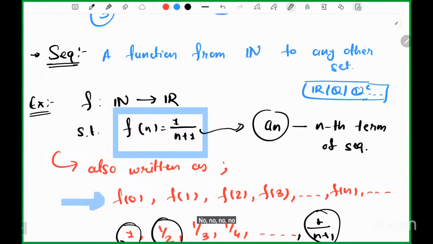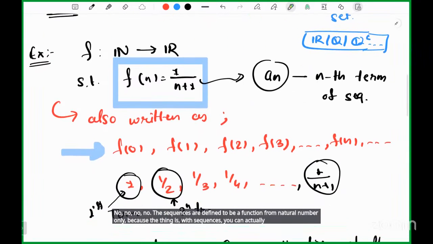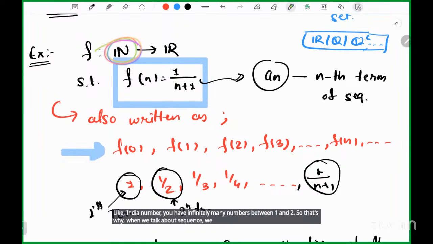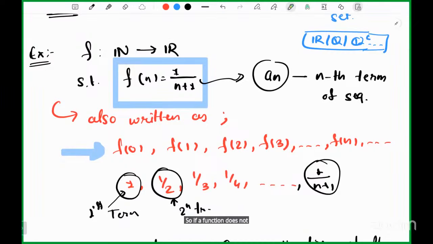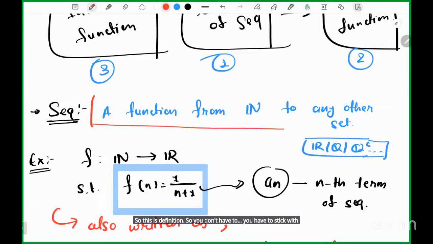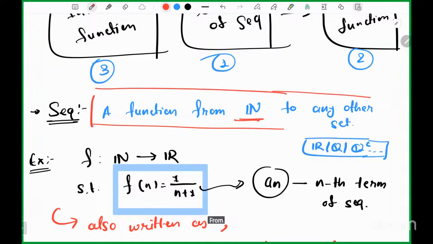No. Sequences are defined to be functions from natural numbers only. Because with sequences, you can talk about counting, or about the ranking of each term, right? If you take real numbers, then in real numbers there is no first and second, right? In real numbers, you have infinitely many numbers between 1 and 2. That's why when we talk about sequences, we restrict the domain to be natural numbers. So if a function does not have the natural numbers as its domain, it's not a sequence. Is that clear? Yes, ma'am. So this is the definition, and you have to stick with the definition whenever we talk about sequences: from the set of natural numbers to any other set.